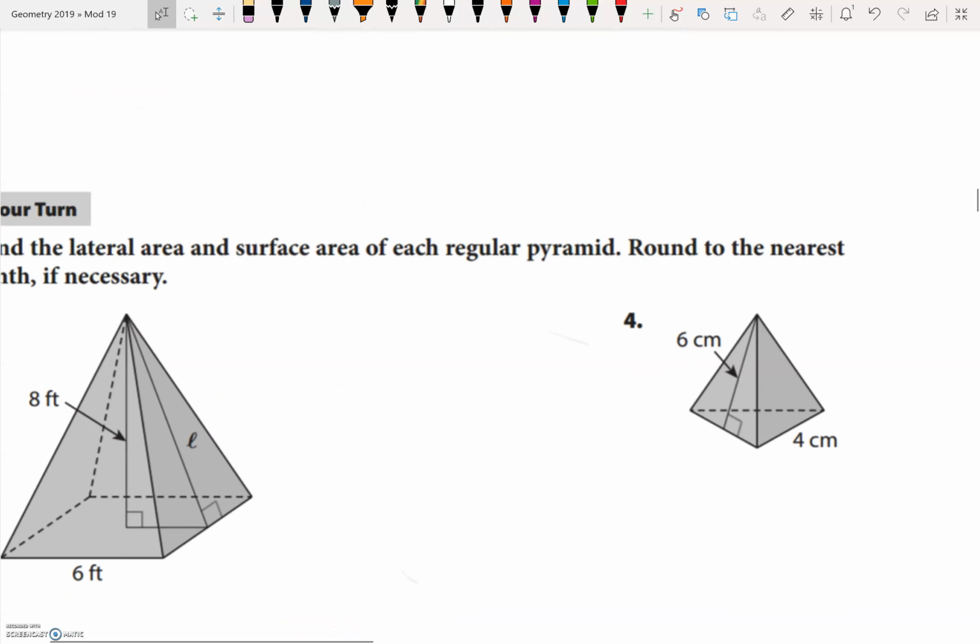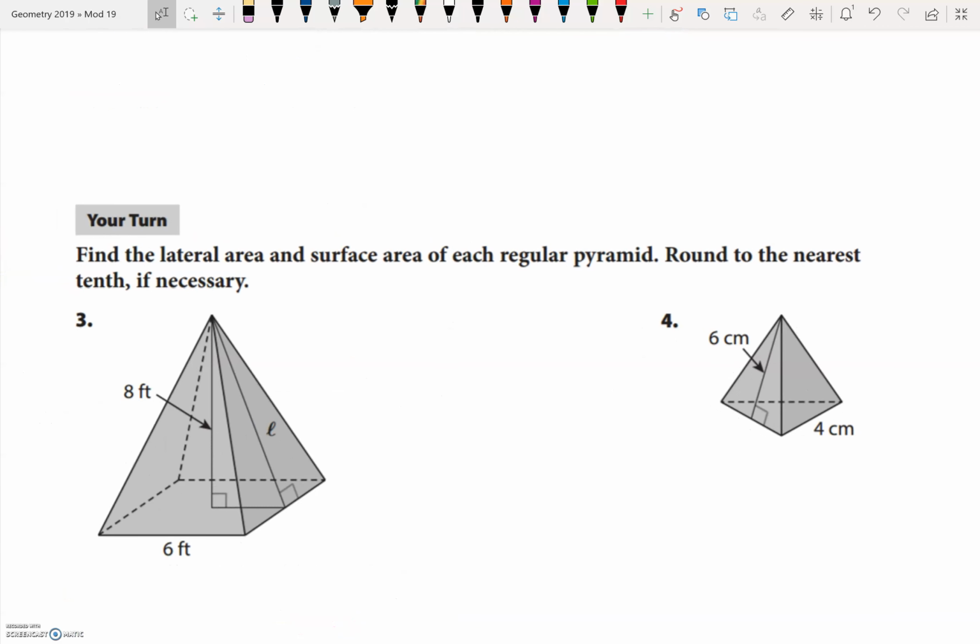I want you to go ahead and pause the video and try these yourself. This one is not going to be a nice number. This one's going to be a 3 and an 8. And this one here, you're going to have to figure out the area of the base of the triangle given that one part is 4. All right, so go ahead and pause the video, and then we'll come back in a second.